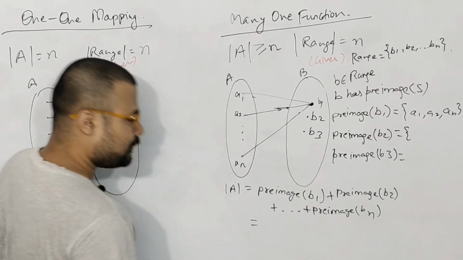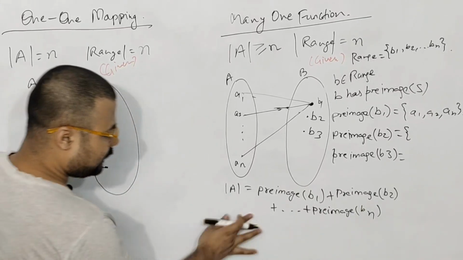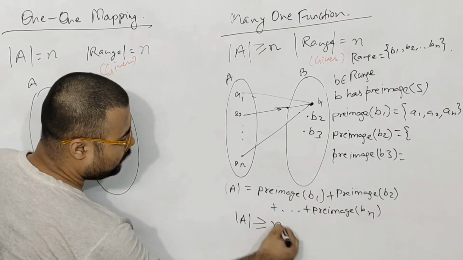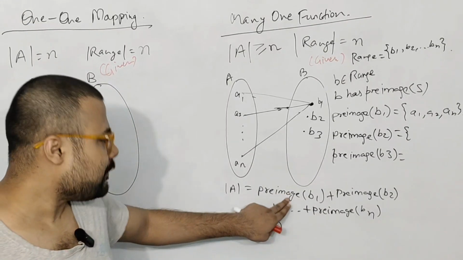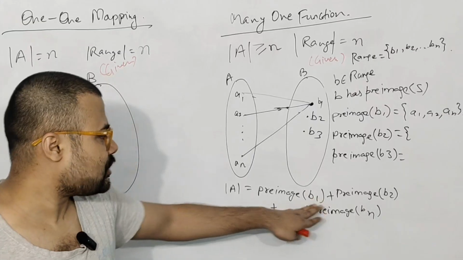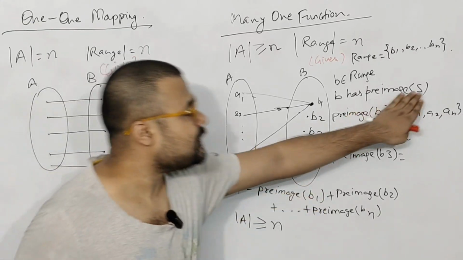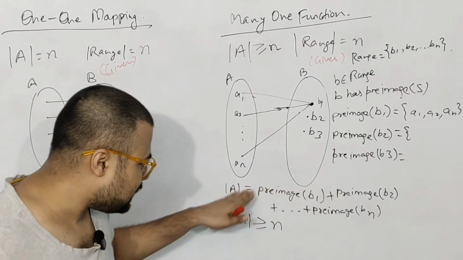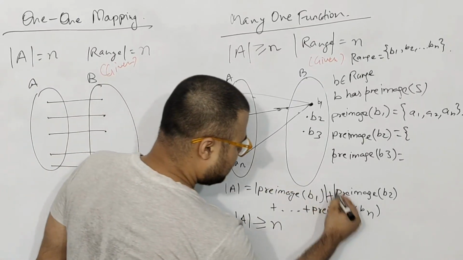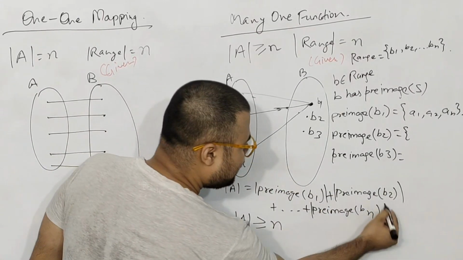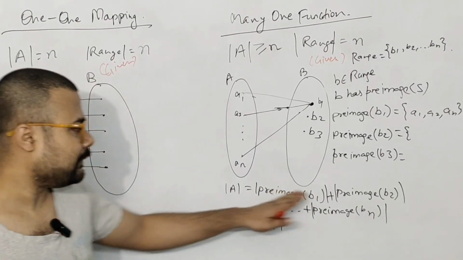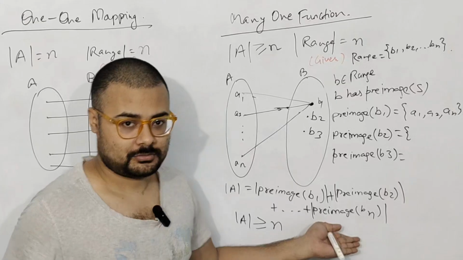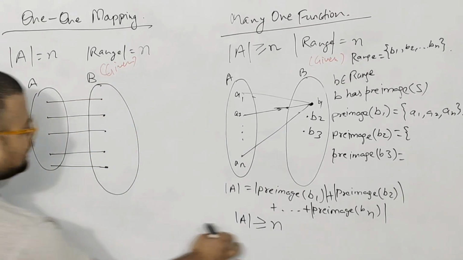So what I can say with surety is that the number of elements in A is greater than or equal to n, because if B1 is in the range, it has at least one pre-image. The minimum value of the cardinality of each of these terms will be 1. So the number of elements in A is greater than or equal to n.